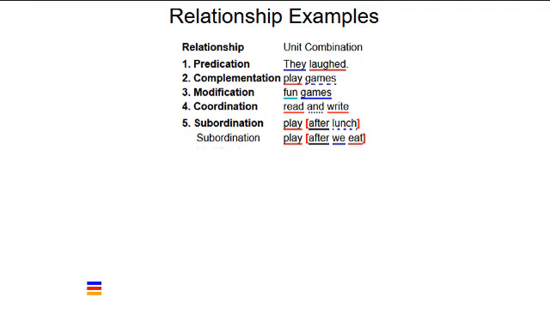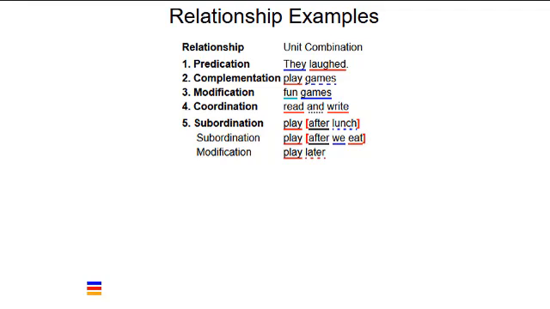In the verb phrase "play after we eat," there are 3 relationships. The first is a relationship of predication between "we" and "eat," which forms a clause. This clause complements the word "after." Lastly, the clause "after we eat" modifies the word "play." The word "later," the phrase "after lunch," and the clause "after we eat" can all modify the word "play."